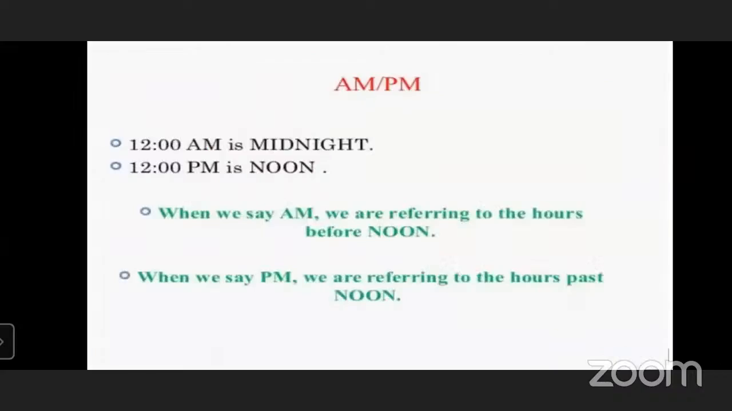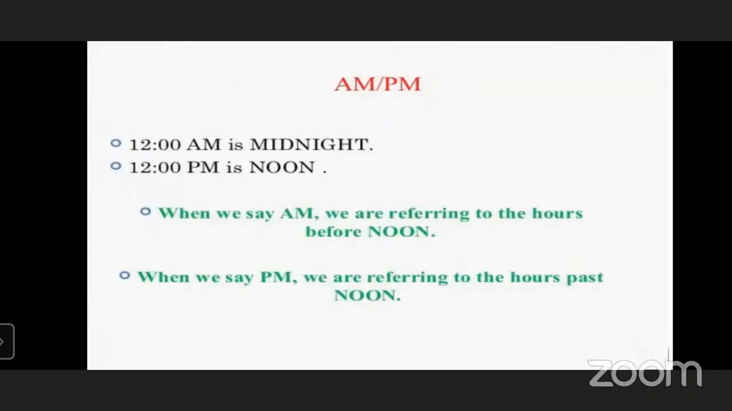So how do we tell time in AM or PM? From 12 at night, in the middle of the night, it is called AM. From afternoon to night it is called PM. When we say AM, we are referring to the hours before noon, and when we say PM, we are referring to the hours past noon.